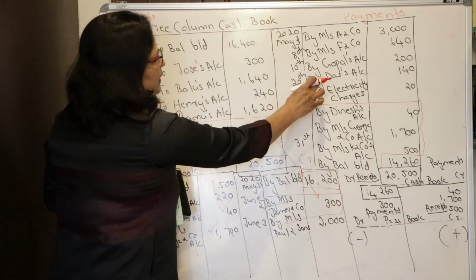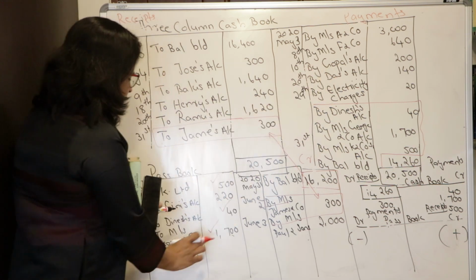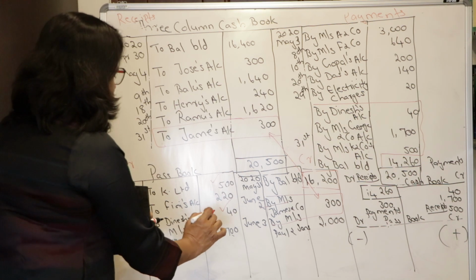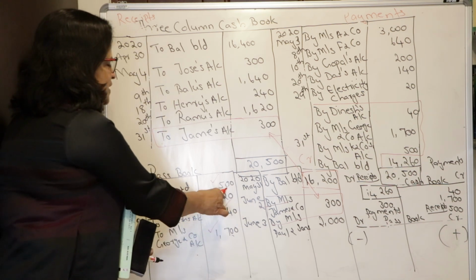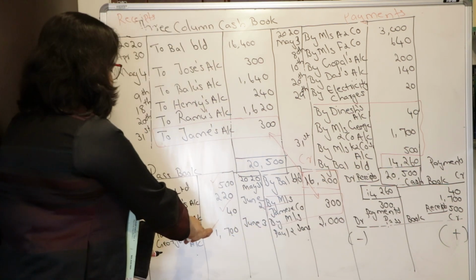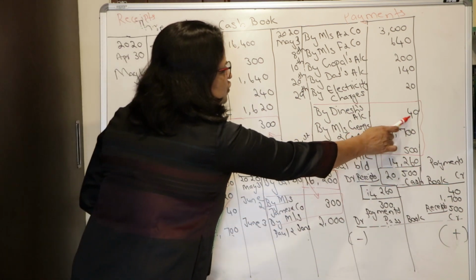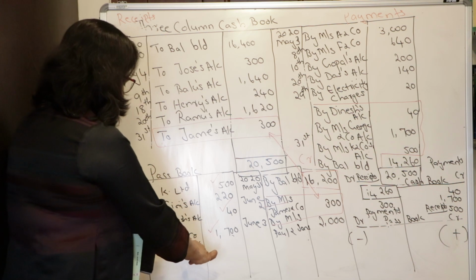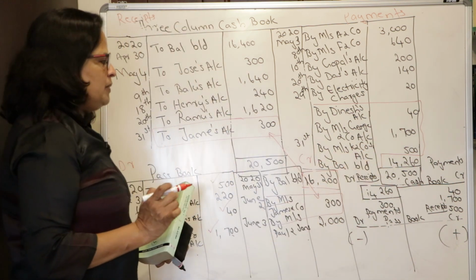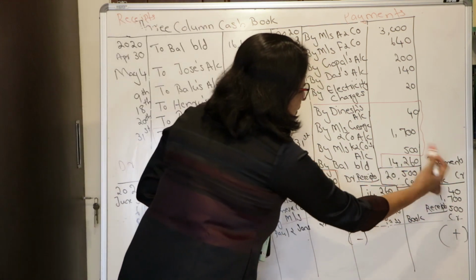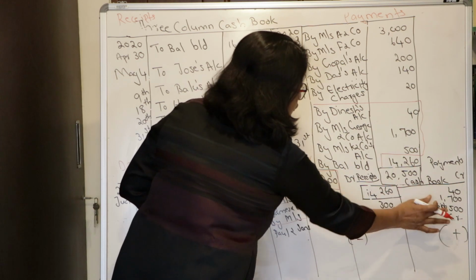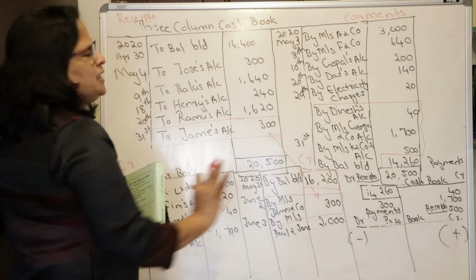Now you have to compare the payment side of the cash book with the debit side of the passbook. You can see that 3 entries are common. One, K Limited is 500, and here also it's there, 500. Next is Dinesh's account 40, and here also it is there, 40. Now Messrs. George and Company account 1,700. So 3 entries are common, and we will write them in the payment side of the cash book: 40, 1,700 and 500. Now no other entry is common.